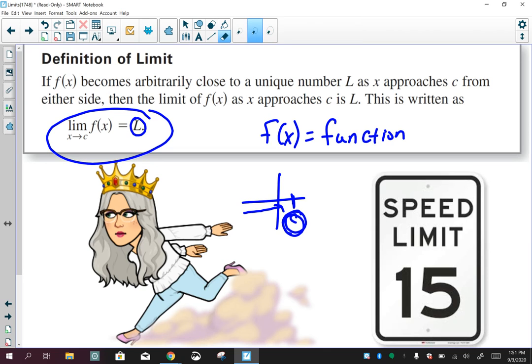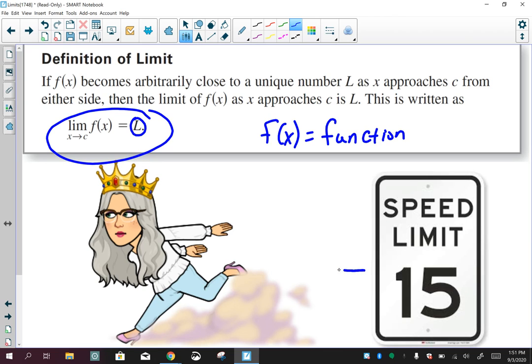If you look at the picture that I put in here, we have a speed limit sign, and the speed limit sign says 15 miles an hour, and you see me running. Yes, this is my Bitmoji, and yes, I have a crown. Yes, I'm cute. So I'm running. My speed limit is 15 miles an hour. So if I was actually able to run 15 miles an hour, I would be doing something like this. And when I get up here to 15 miles an hour, I'm going to level off. That is not level. Let's try that one again. So again, I'm running, and then I'm going to level off. There we go. That's a little bit more level.